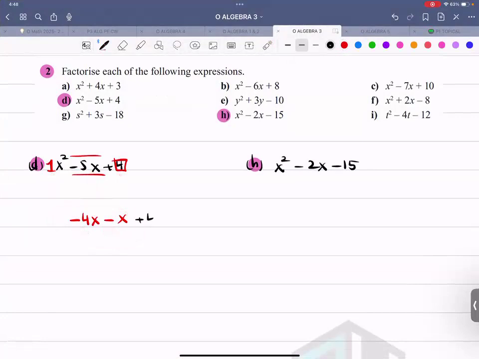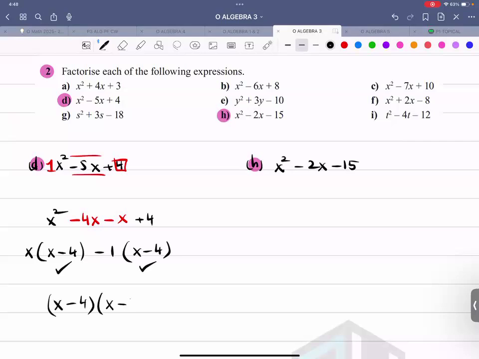So let me write it down. This is plus 4 over here. This is x squared over here. This is x common, x minus 4. This is minus 1 common, x minus 4. And then x minus 4 is taken common. So x minus 4, x minus 1. Always you have the liberty of multiplying it out and double check if you are unsure at the beginning.